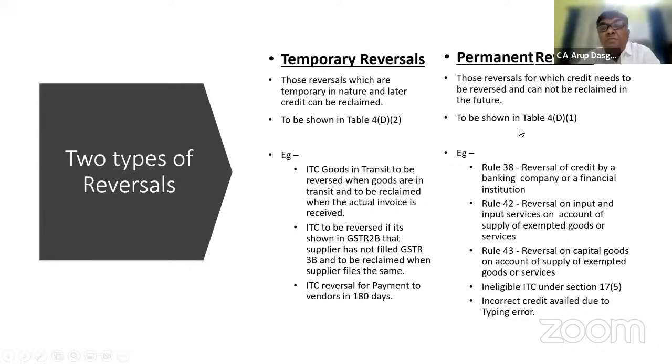Okay. Next, what is permanent reversal? Those reversals for which credit needs to be reversed and cannot be reclaimed at a future date. So what is this? It is like a permanent house, your bungalow, where you live permanently. So once you have reversed something permanently, the question of reclaiming it does not arise.